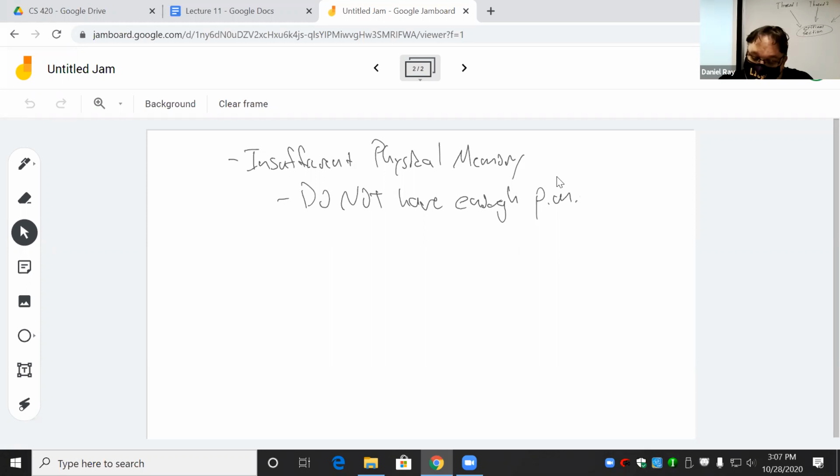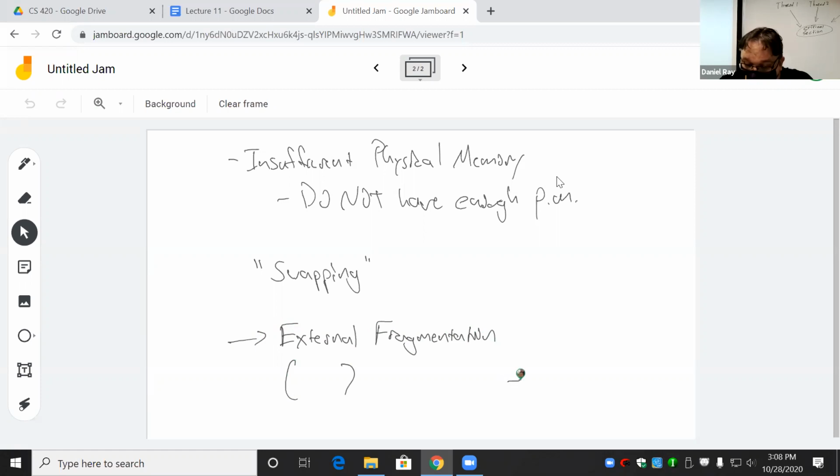Okay, this is the notion of swapping. Okay, and we talked about that. And we talked about some of the complications that come with that. One of the complications that comes with that is this notion of external fragmentation. Okay, we mentioned that logical address spaces get loaded as chunks, which are called load modules.